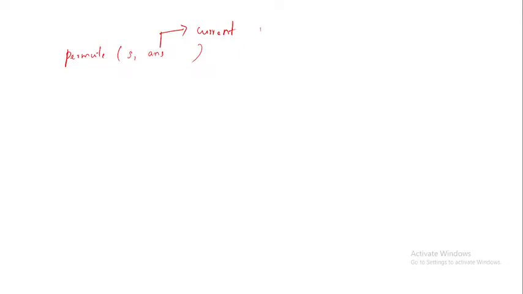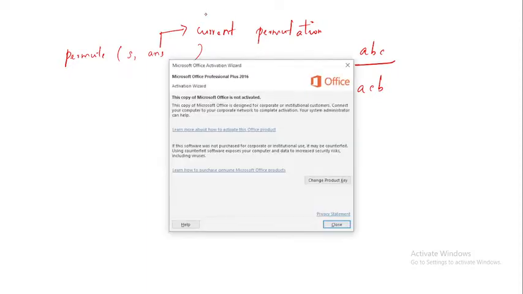So initially let me take ABC. ABC is also a permutation, right? So initially ABC will be the current permutation. Later on what will happen? ACB will be the current permutation. So whatever is the current permutation, that will get stored in this answer.